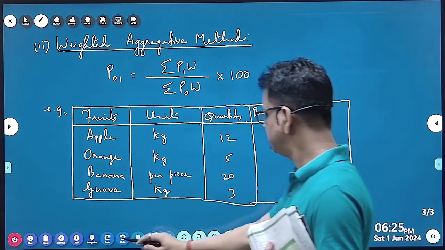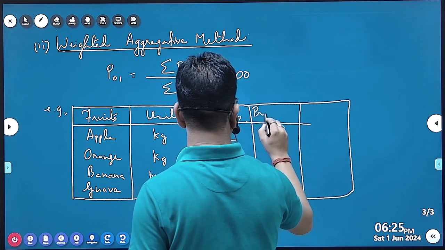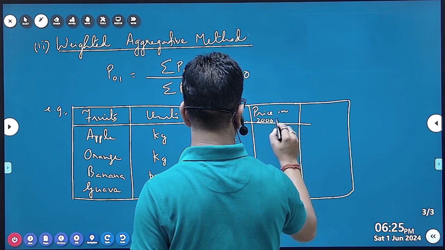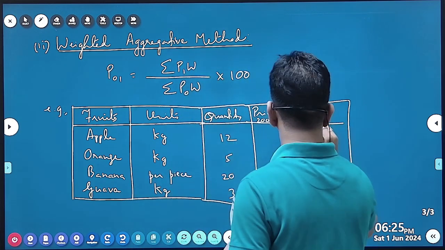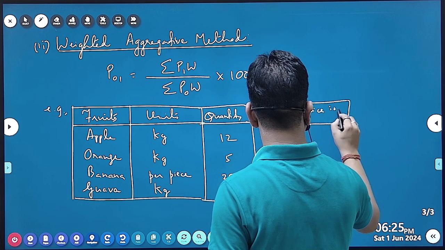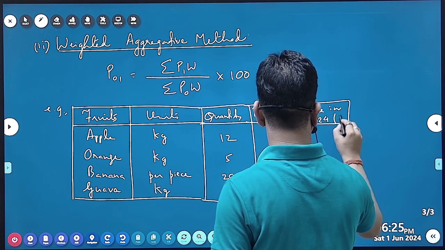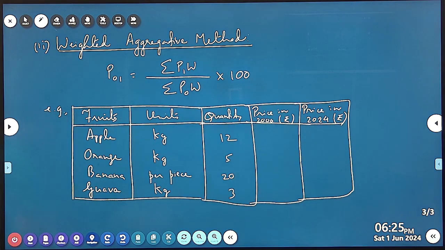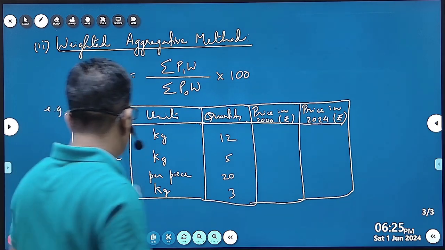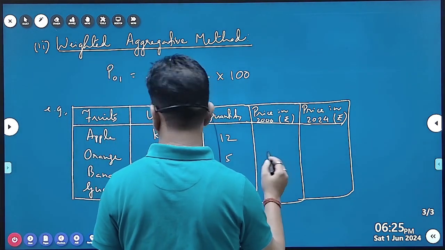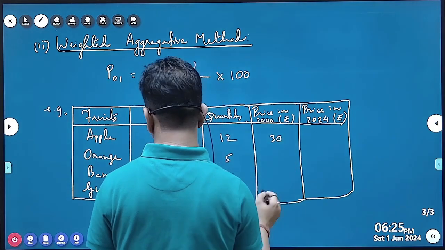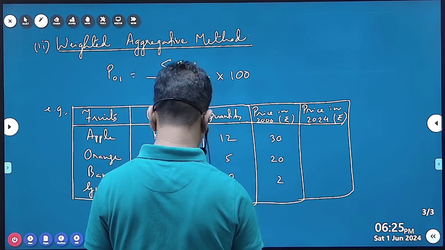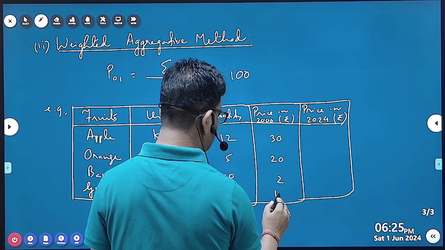It comes also like that: price in a particular year, price in suppose 2000, in rupees. Now suppose this is price in 2024, once again in rupees. So the original year, the one that comes before, is to be considered as P0. Now suppose I write here in 2000: apple suppose 30 rupees, orange suppose 20 rupees. I may give an easy example. Banana suppose 2 rupees per piece and guava suppose 15.